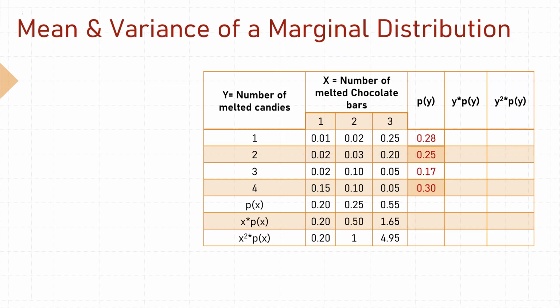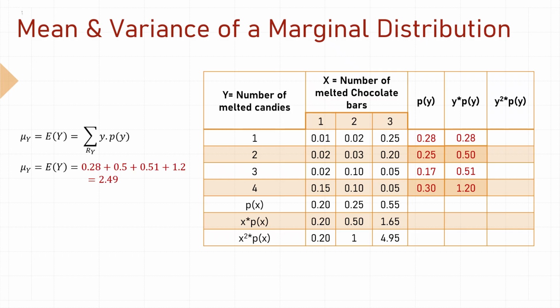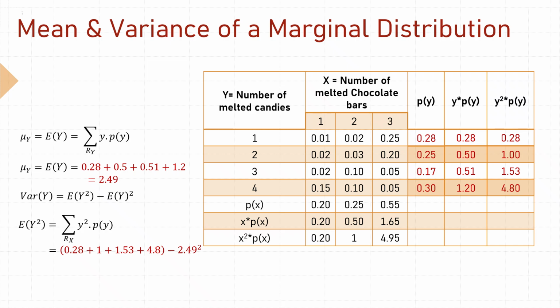Then, we need to find the product of each value of y with its corresponding marginal probability to populate the y times probability of y column. Once we have these products, their summation gives us the mean or expectation of y, mu of y. Finally, to find the variance of y using the computational formula, we need to find the expectation of y squared, which is the sum of the square of y multiplied by its corresponding marginal probability.